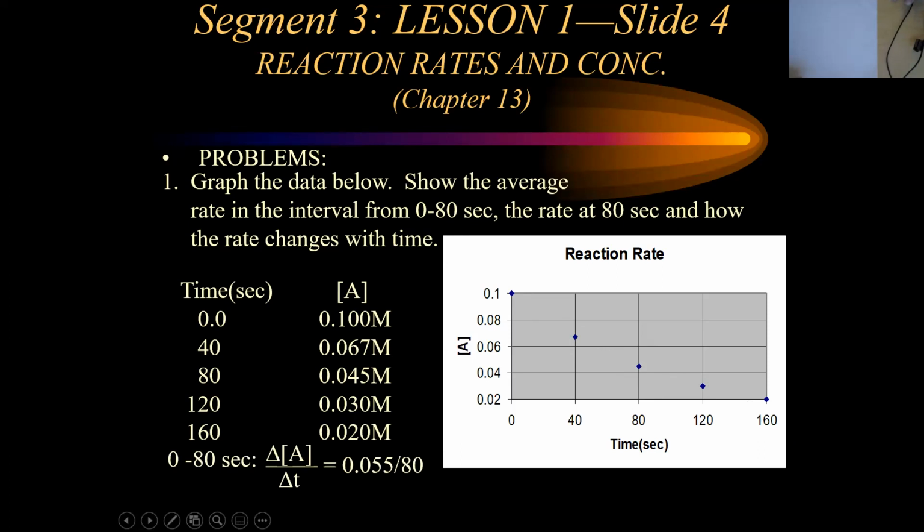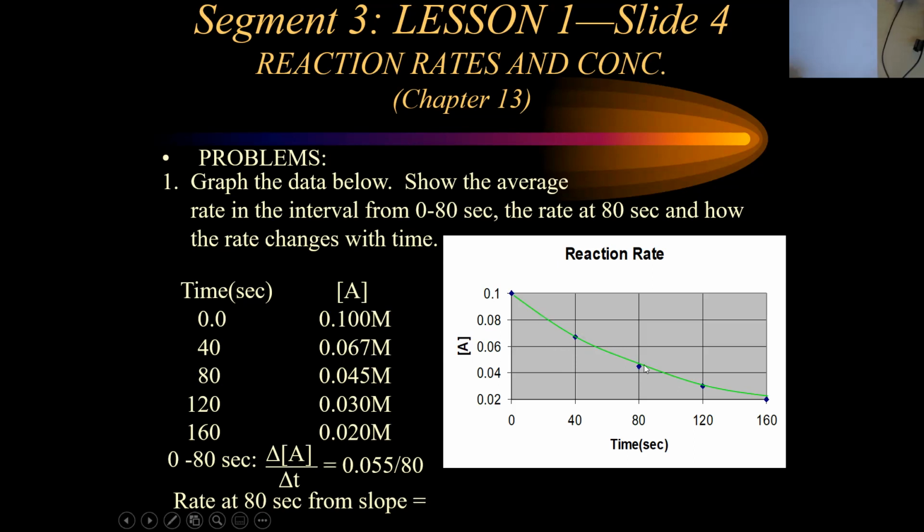Okay. Now, if I want the rate over the entire period between 0 and 80 seconds, then I can just take these two endpoints and I can calculate the change in concentration. So I want to take the concentration at 80 and subtract the concentration at 0, and that gives me 0.055. The difference in time is 80 minus 0, so it's 80 seconds. So I can divide that out, and what this will give me is the average change in concentration over this period of time.